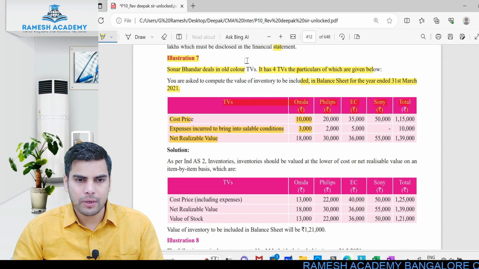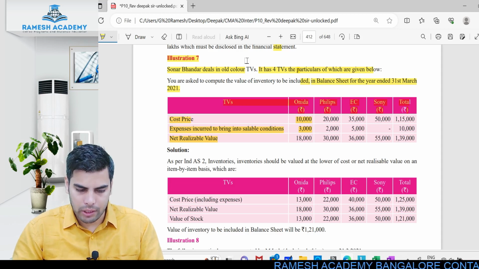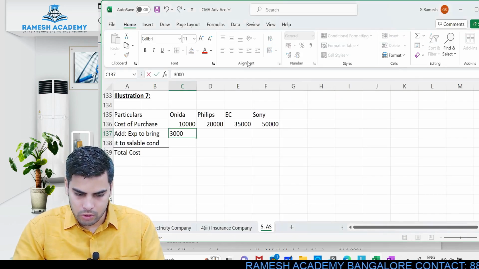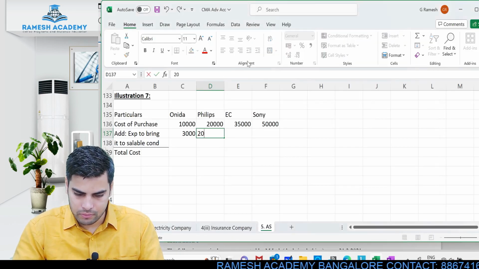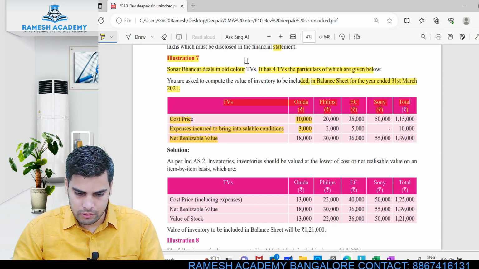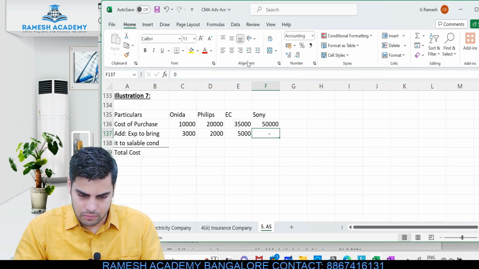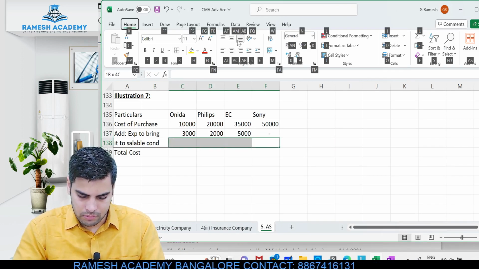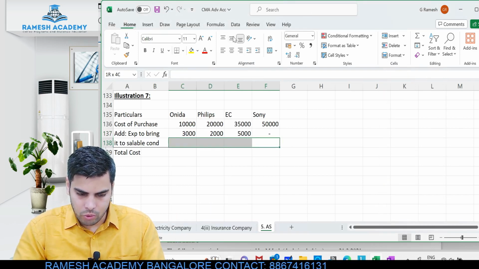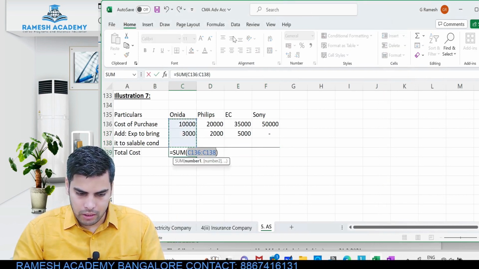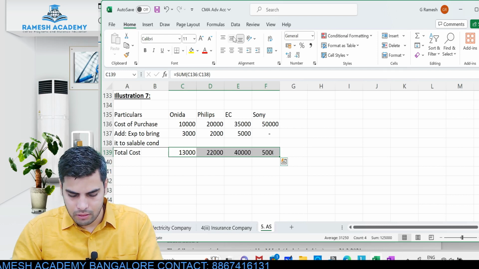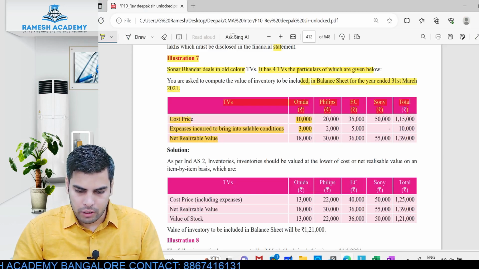Okay, so what is the expected cost of bringing the product to the present location or condition? So 3,000, 2,000, 5,000 and 0. So what would be the total cost? So total cost over here would be 13, 22, 40 and 50. Okay, this would be the total cost.